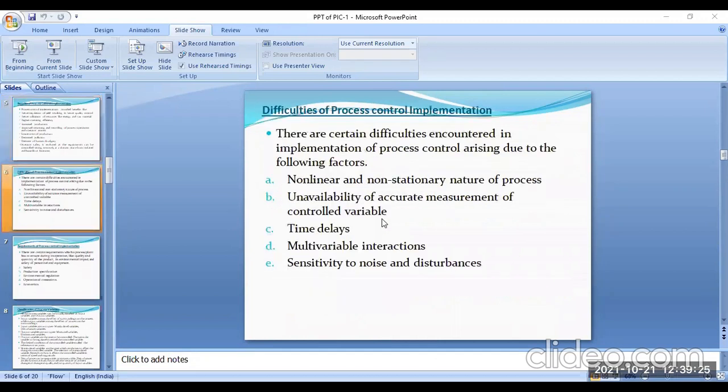Next, another one. What are the difficulties of process control implementation? We will continue in the next part, in tomorrow's or another routine class. These are basically the difficulties. In modern days we use different modernization techniques and modern instruments, so some difficulties are present in process control implementation.